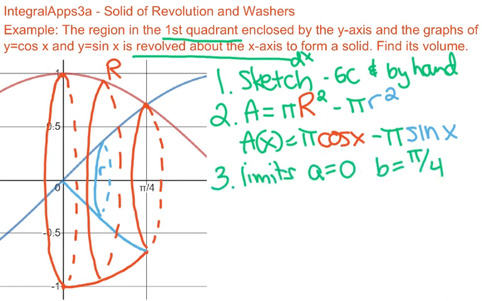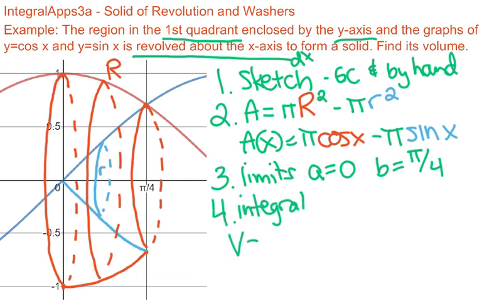The third step, writing the limits, and that is a equals 0 only because it says enclosed by the y-axis and the graphs of the functions. And then the b value is pi over 4. We had to basically figure that out. It's enclosed by those two graphs, so the location at which the two curves meet is pi over 4.